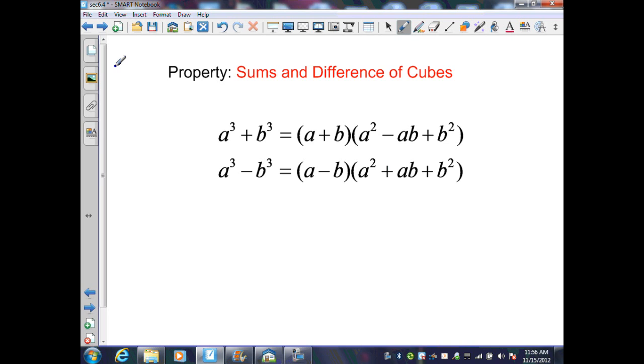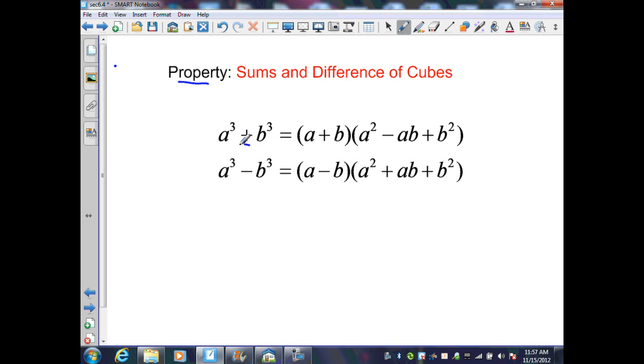Section 6.4 continued. Solving polynomial equations by factoring. We have done that in past sections. What we're going to do here is add another property to our factoring, and our property is the sums and differences of cubes. If I have a binomial and my first and last term are both perfect cubes, I can then have a format to factor those.